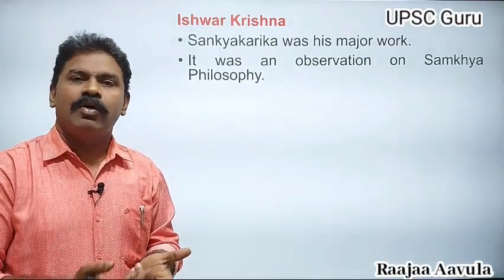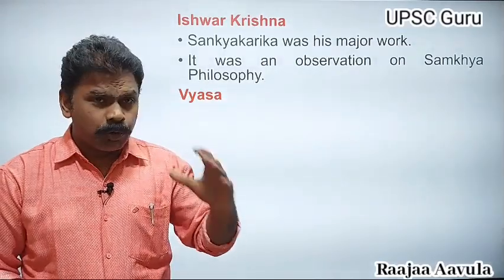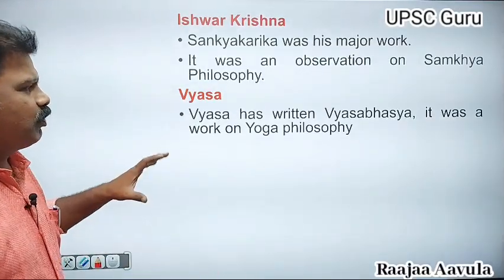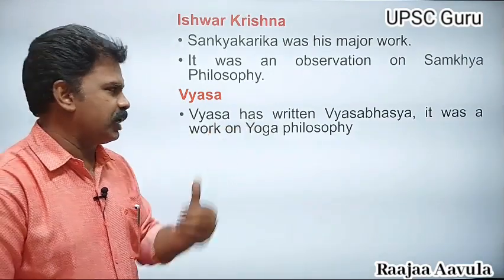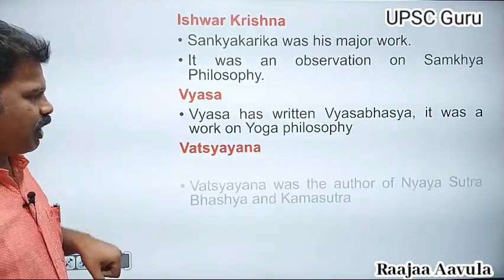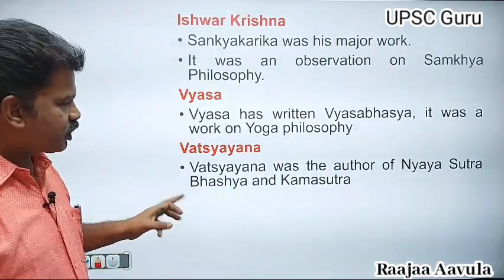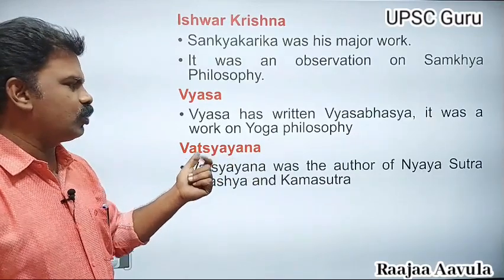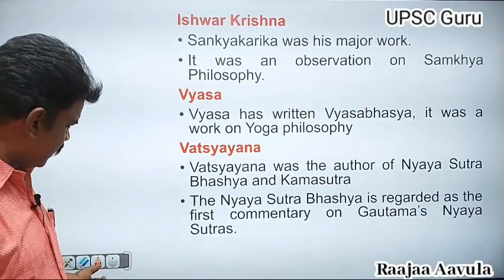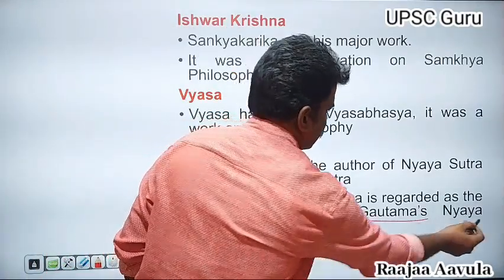Sankhya, Nyaya, Vaisesika, and what is that? Purva Mimamsa, Uttara Mimamsa, like that. There are 6 philosophical schools. Next, Vyasa wrote Vyasa Bhashya. It was a work on yoga philosophy. And Vatsyayana was the author of the Nyaya Shastra. Vatsyayana wrote Nyaya Sutra Bhashya and also Kama Sutra. Nyaya Sutra Bhashya is regarded as the first commentary on Gautama's Nyaya.